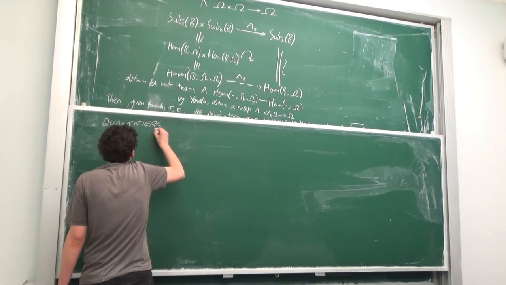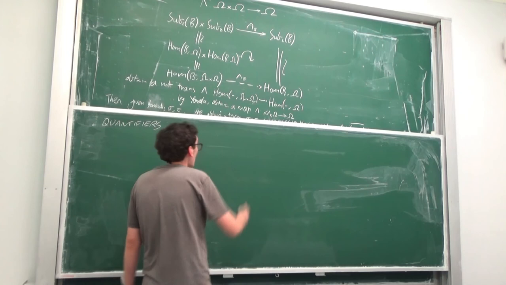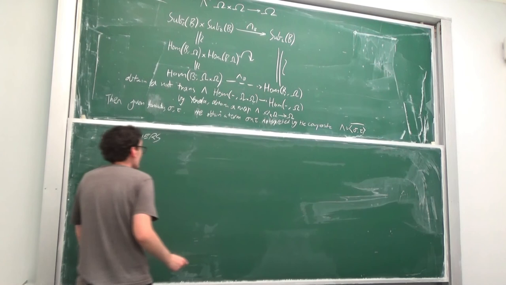Okay, for quantifiers, we're going to do something rather similar in flavor to this, in that we're going to compose the product term with a special map for all, or exists. So what is that term? Well, it comes from the work we did at the start of the seminar talk.